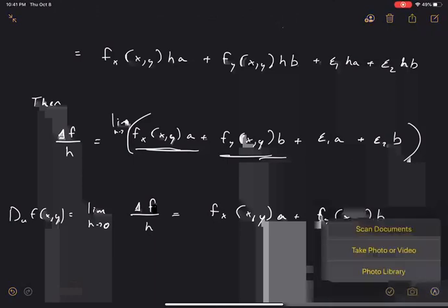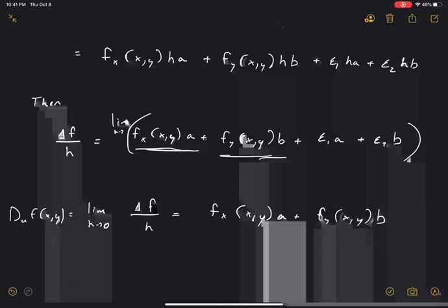And then remember, by our definition of differentiable, we know the limit of epsilon 1 as h goes to 0 is equal to 0. So the limit of this term is 0, and the limit of this term is 0. I'm multiplying by these numbers a and b, but it doesn't matter what those are. If epsilon 1 and epsilon 2 go to 0, well, then these both go to 0. Okay. So when I take the limit, these terms disappear, and I'm just left with these.